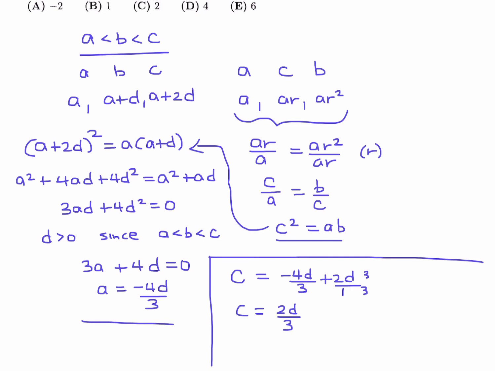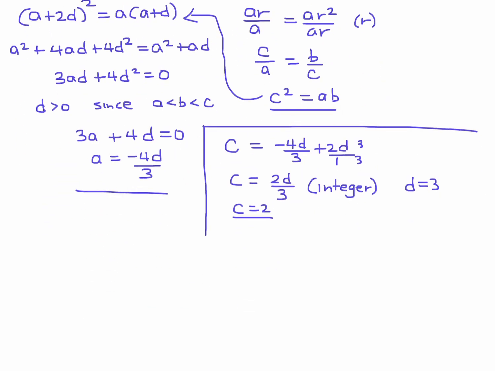Now, in the beginning of the question, they told you that A, B, and C are integers. So this must be some integer. And how do we get it to be an integer? Well, if D is 3, it would be an integer, right? If D is set to 3, if the difference is 3, then C would just become 2. But before we circle 2 as the answer, let's verify if this actually works out.